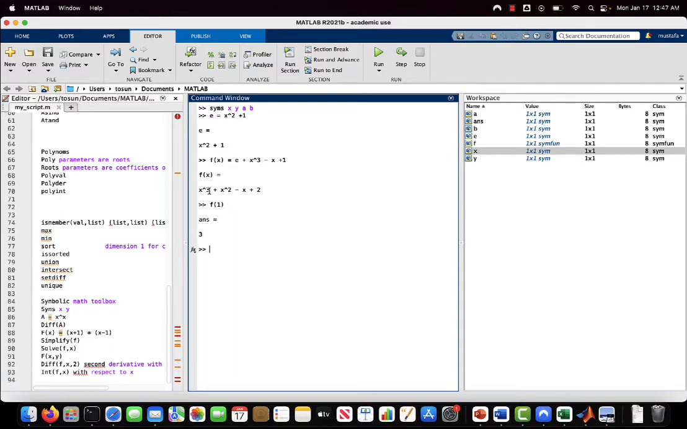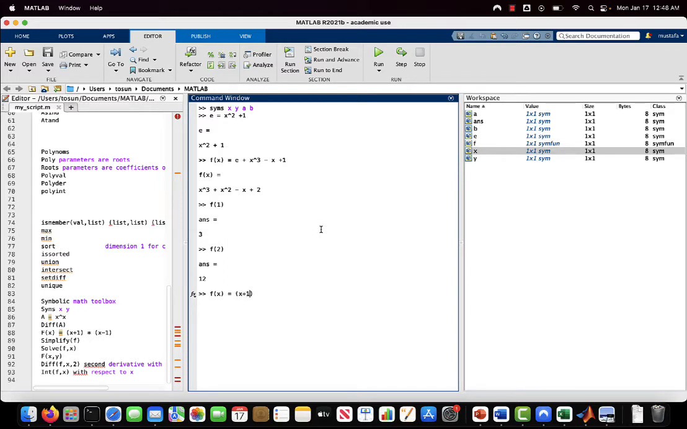The answer will be 3. How? 1 cubed over 3 will be 1, plus 1 squared is 1, and minus 1 here is 0, and 1 plus 2 becomes 3. And if you use f2, right now 2 cubed is 8, 2 squared is 4, 8 plus 4 is 12, and minus 2 is 10, plus 2 is 12. The result is 12.